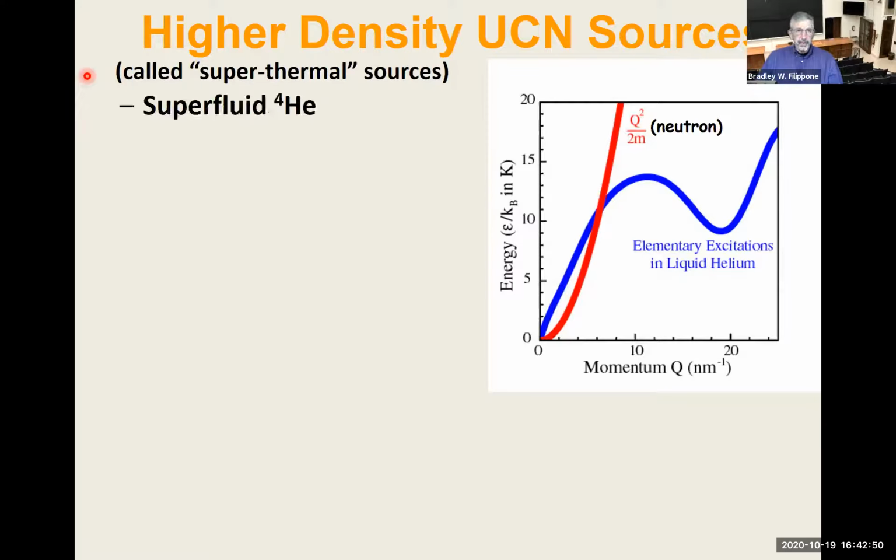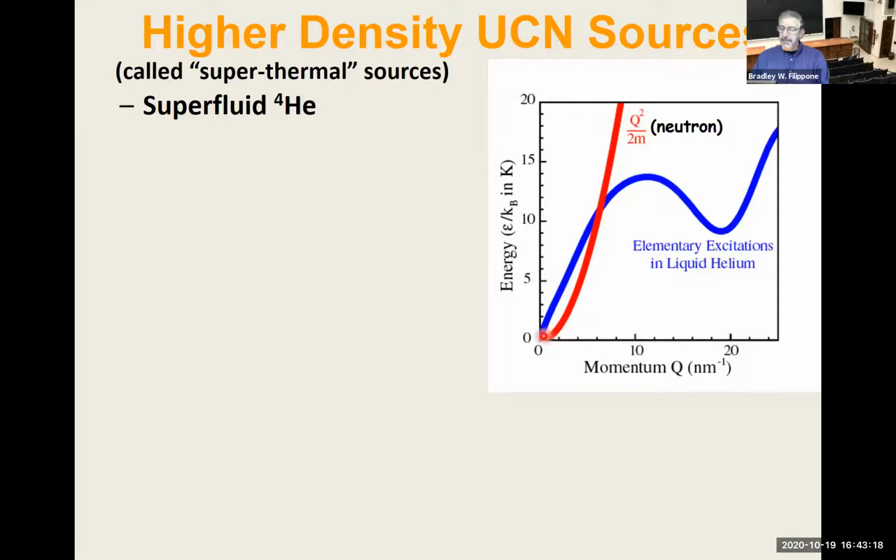There are two what we call superthermal sources. One is superfluid helium-4. Superfluid helium-4 has this property on the right. What I'm showing is the dispersion relation. Blue is the excitations in liquid helium as a function of momentum of the excitation. And so it's phonons here, and out here it becomes rotons for the superfluid.